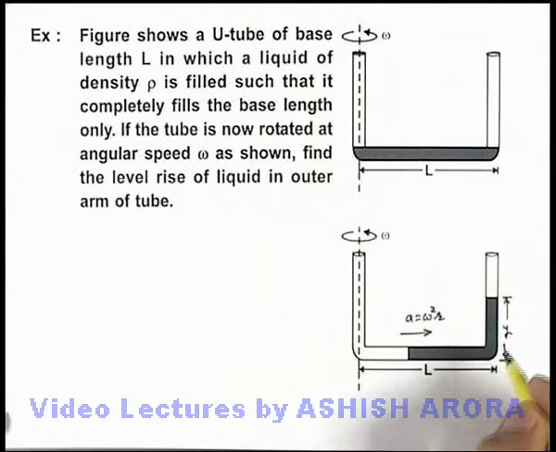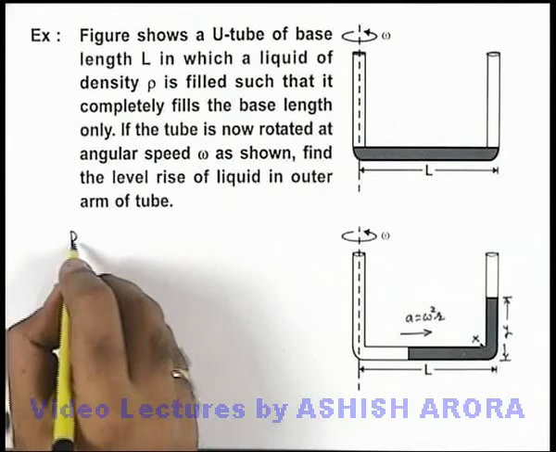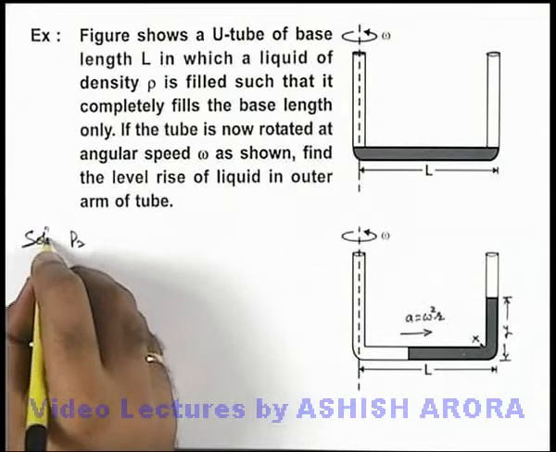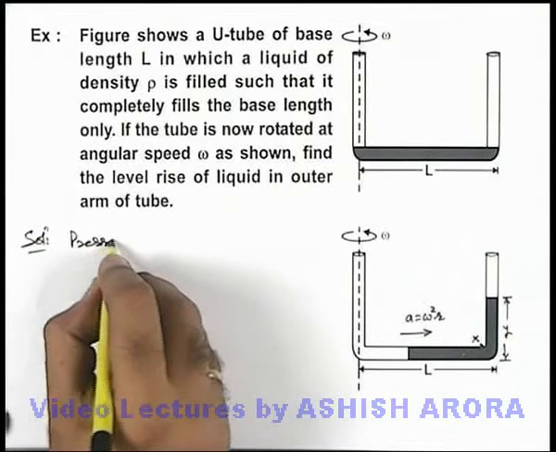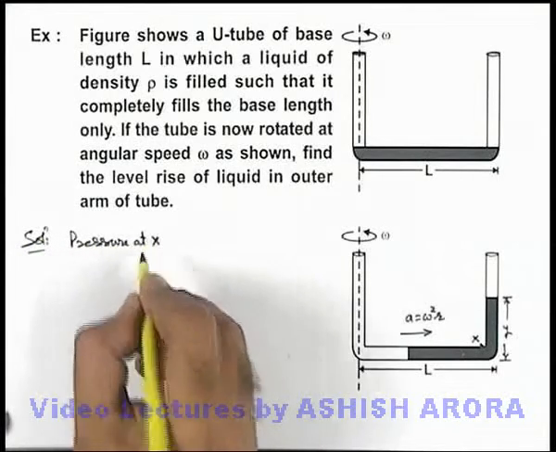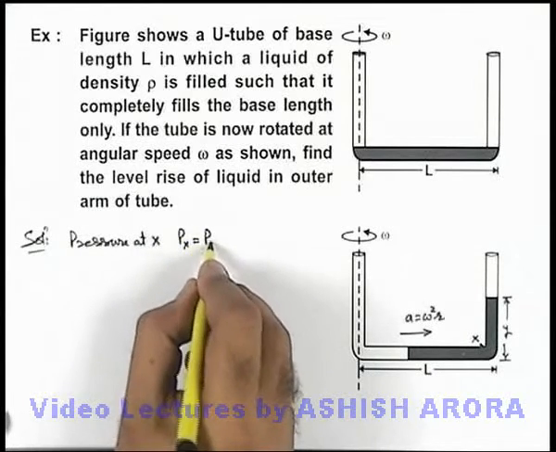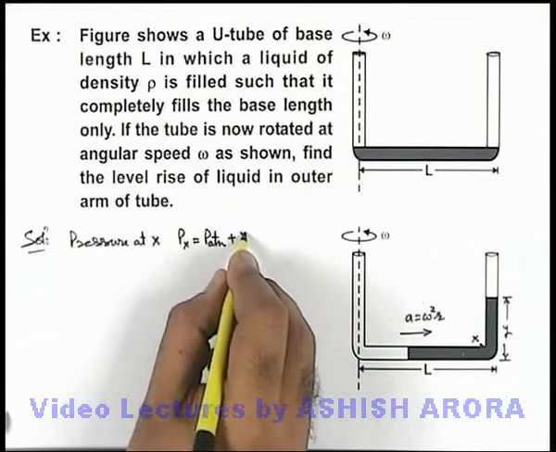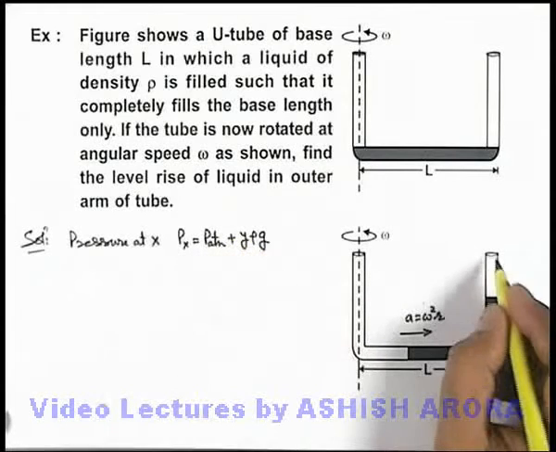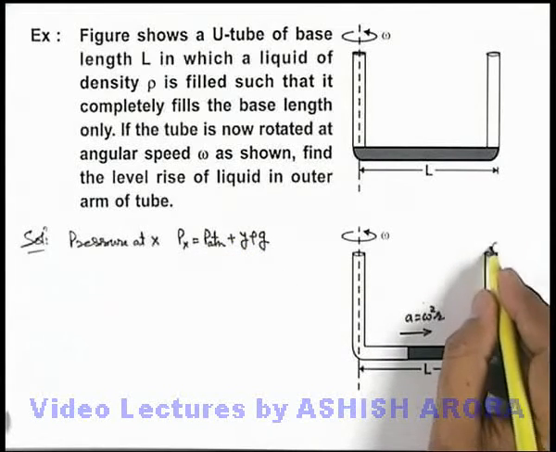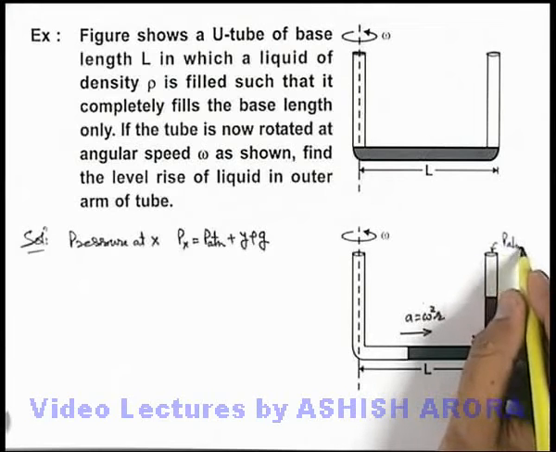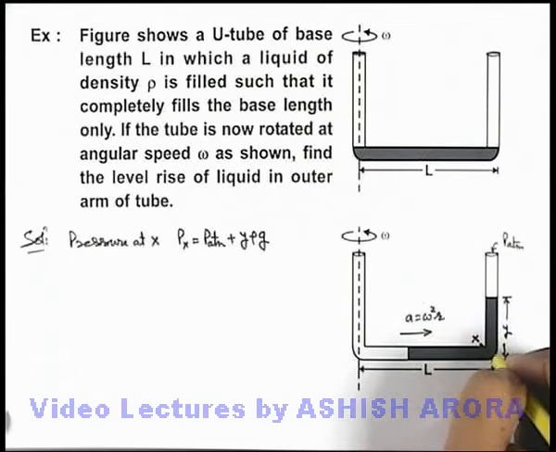So, in this situation, if you carefully analyze, say there is a point x over here. If we find out the pressure at x, then the pressure at point x can be given as Px is equal to P atmospheric plus y rho g, as this end of the tube is open to atmosphere, so here P atmospheric will be acting. So at this point it will be P atmospheric plus y rho g.